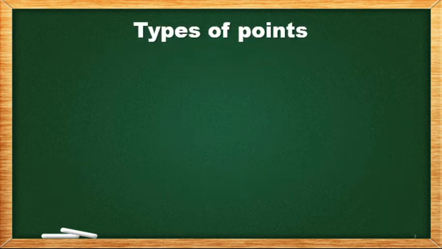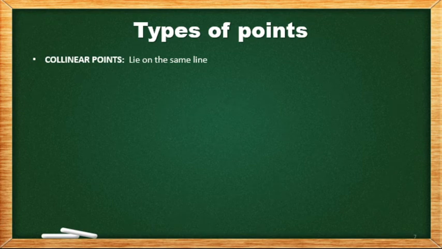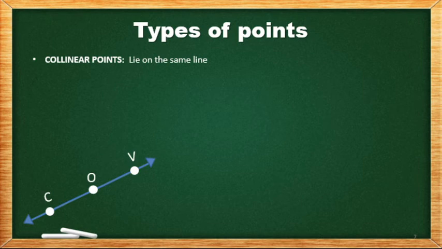Types of points. So first, we have collinear points. Collinear points lie on the same line. This is the example. We have point C, point O, point B that they are collinear on the line CO or line OB or line CB. It depends on you how to name the given line.